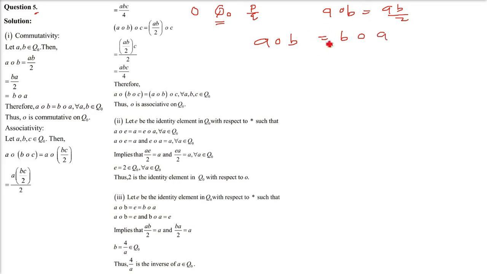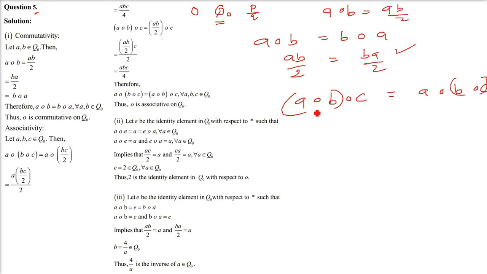Let us see. A operation B is A into B by 2. B operation A is B into A by 2. So what do you get? They are equal. So this is commutative. Associative: (A operation B) operation C, whether it is equal to A operation (B operation C), one pair at a time, A O B and then B O C.